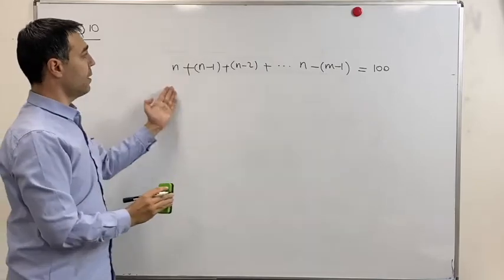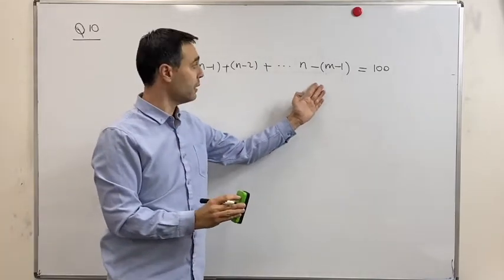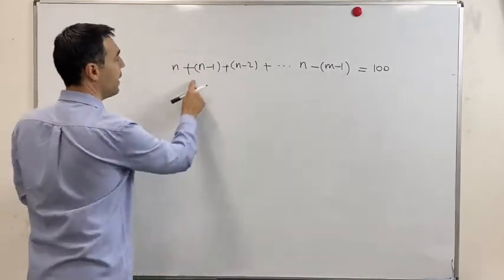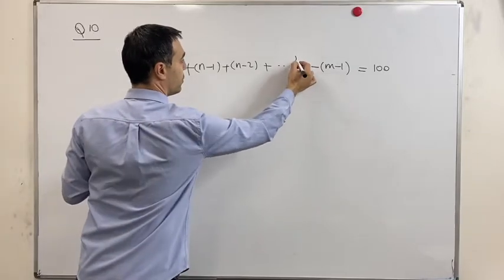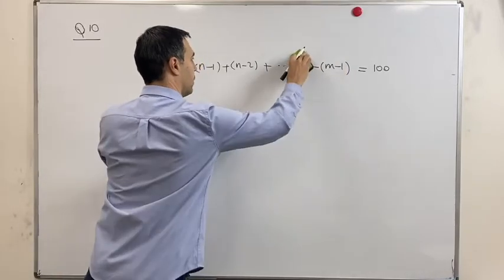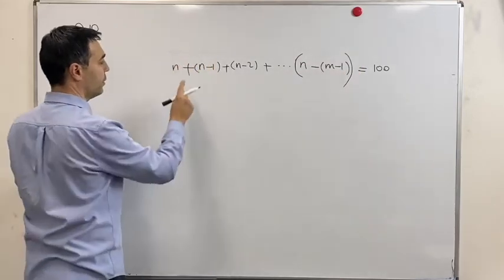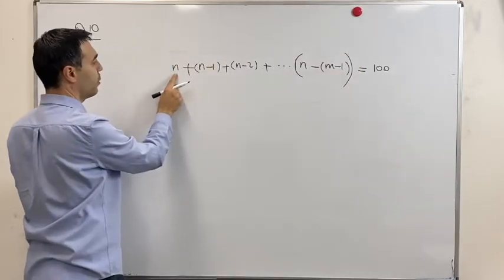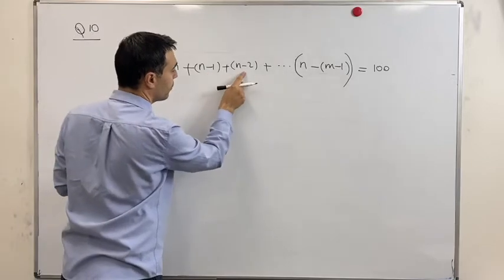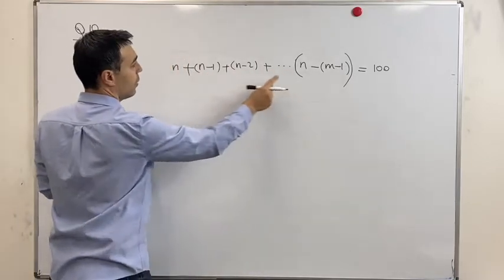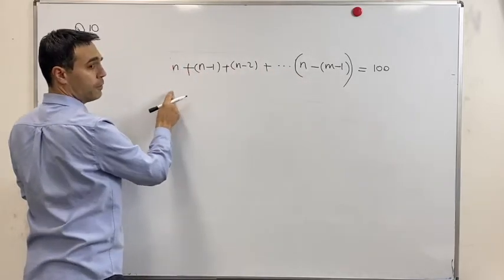So basically, this is a series. Now, how many n's do we have? Let's just call these terms: term number one, term number two, term number three. As you see, we have m different terms.